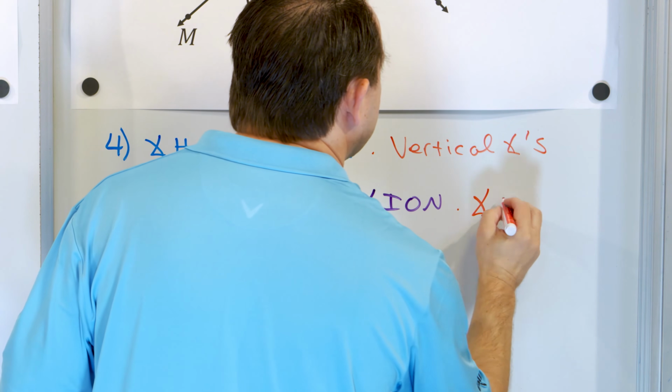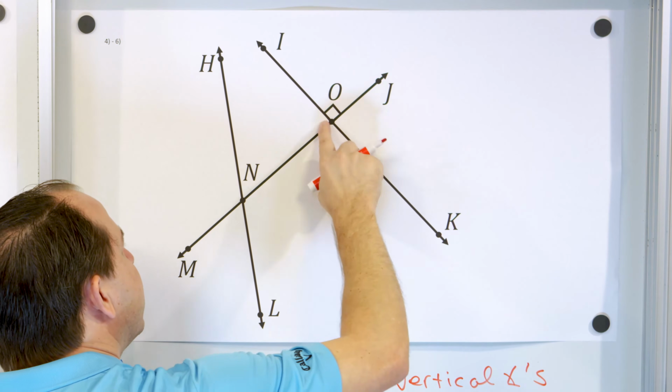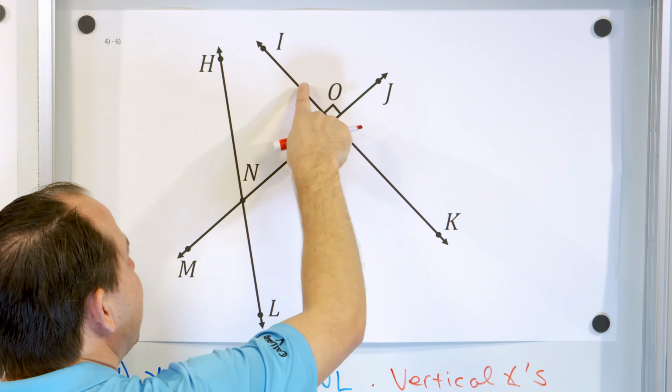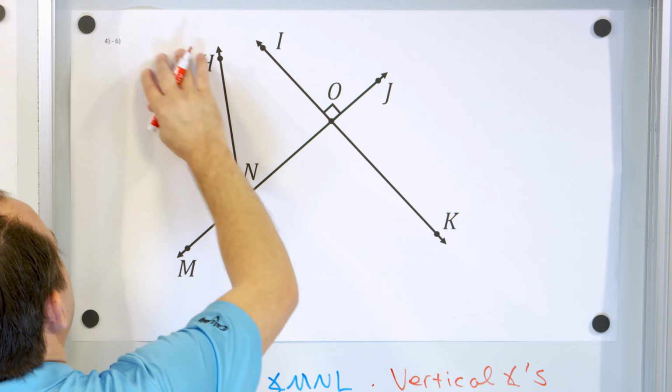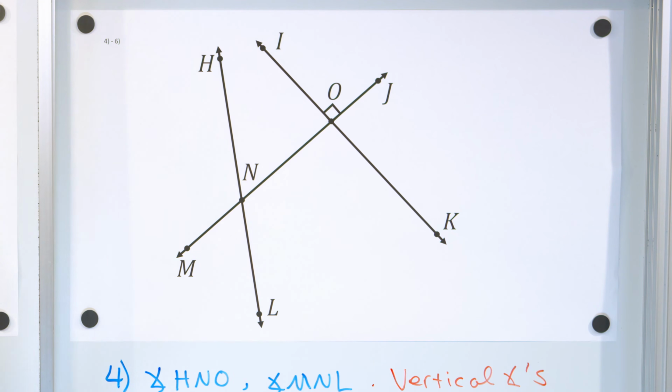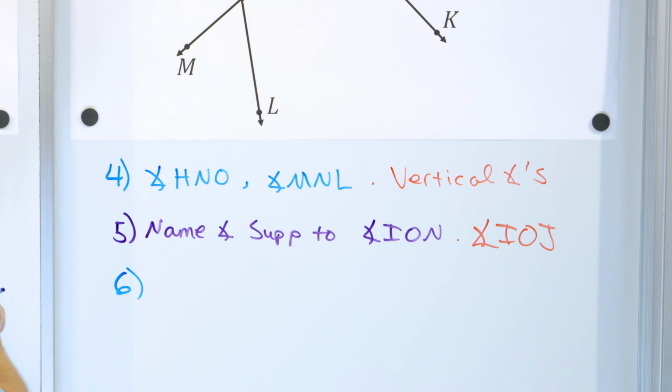So angle IOJ. So IOJ is supplementary with ION, but we just said that there's another answer. This angle is supplementary to this one. So you could put KON or NOK as well. So there are multiple answers there. All right, let's take a look at our very last problem.